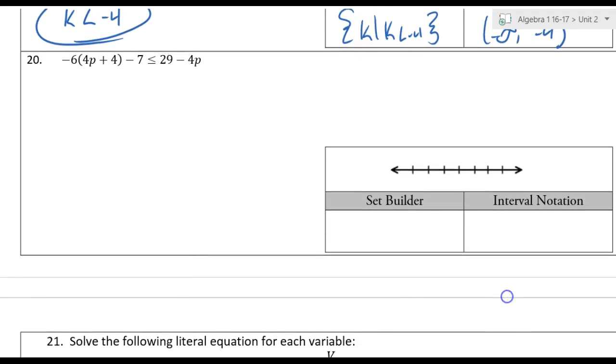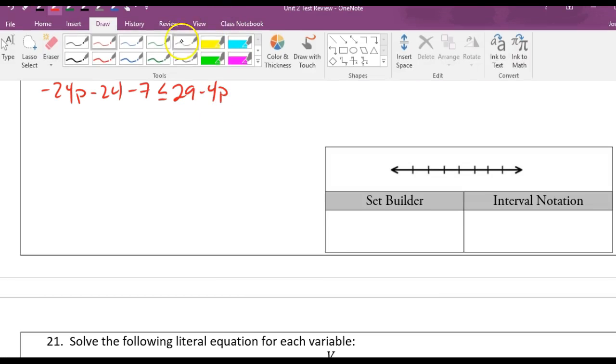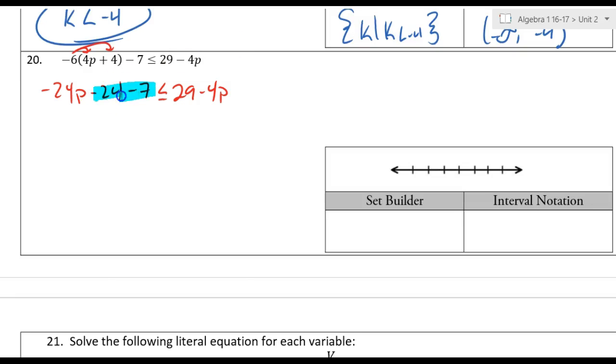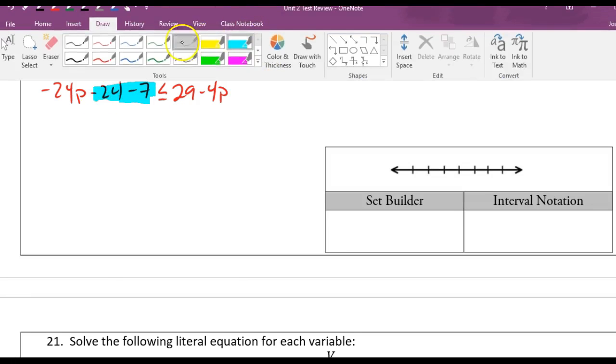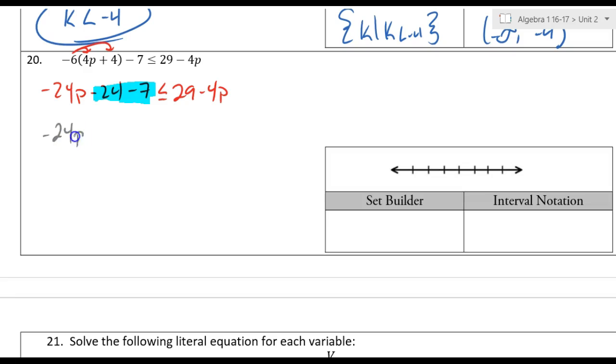Okay, and finally the last problem we're going to do here is number 20. It's a longer inequality setup, but it's still the same. I have to distribute the negative 6, so negative 24p, negative times positive is negative, 24, minus 7 less than or equal to 29 minus 4p. All right. Combine some like terms. You may be asking where are like terms. They're right here. Okay. And negative 24p minus 31 less than or equal to 29 minus 4p.